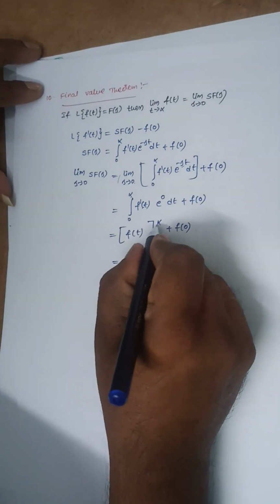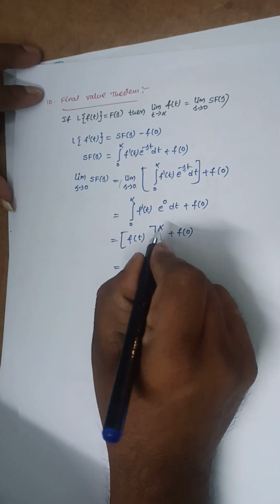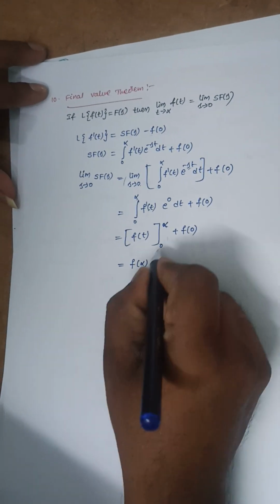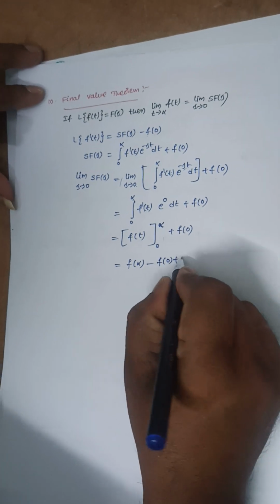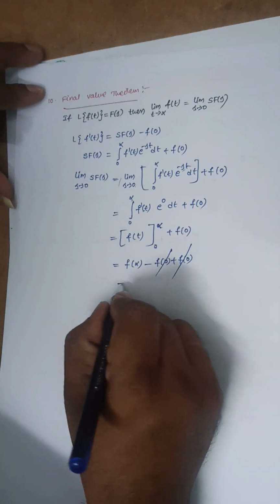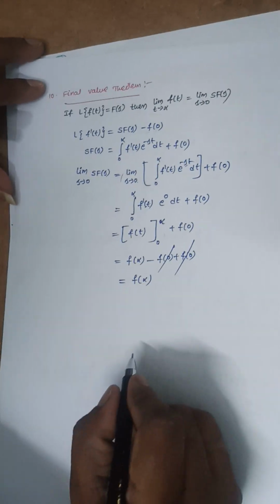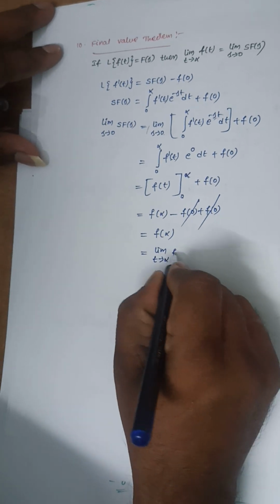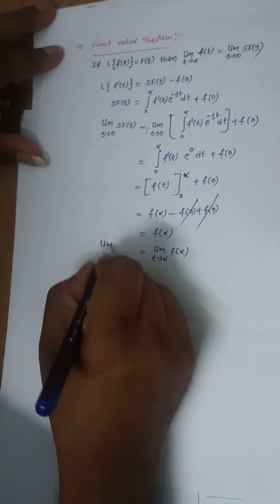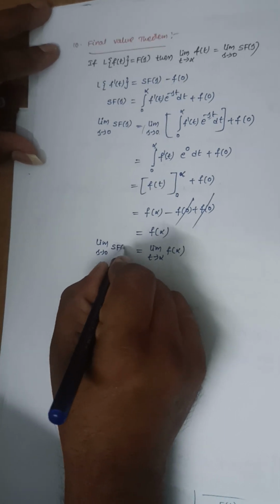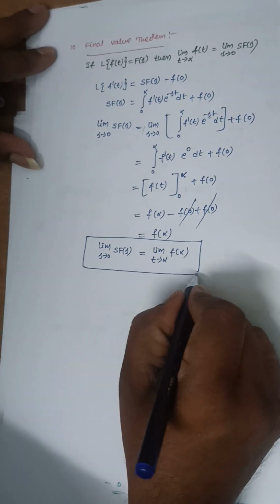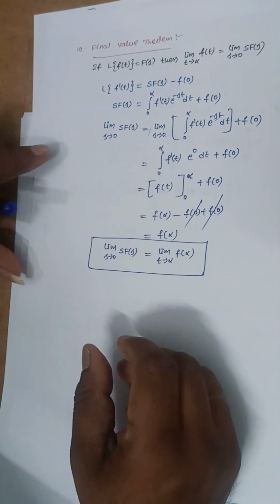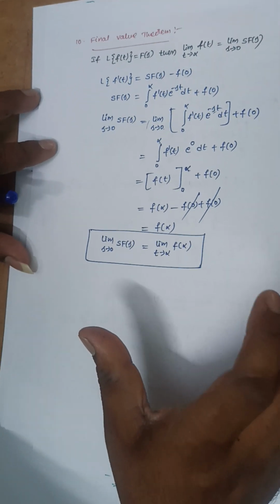Here put the upper limit, so it is f of infinity, minus the lower limit, minus f of 0. This f of 0 and this f of 0 will get cancelled, so finally I got f of infinity. So this one is limit t tends to infinity f of t, and this is limit s tends to 0 s into F of s. So this is the final value theorem. This is how we can prove this final value theorem. So these are the properties of the Laplace transforms.